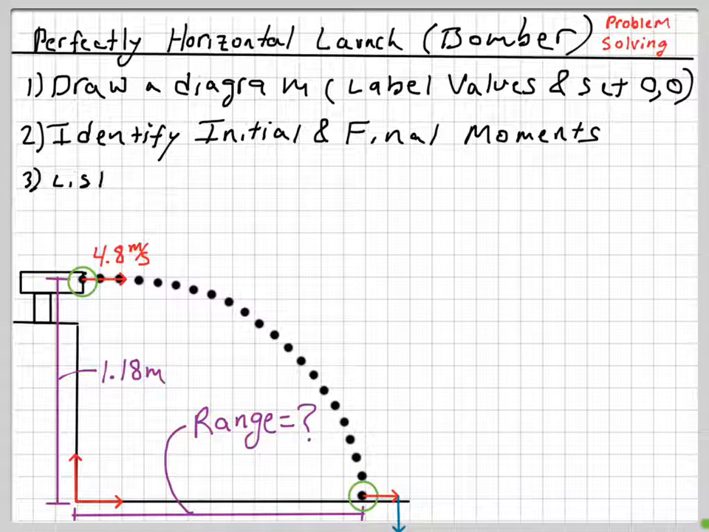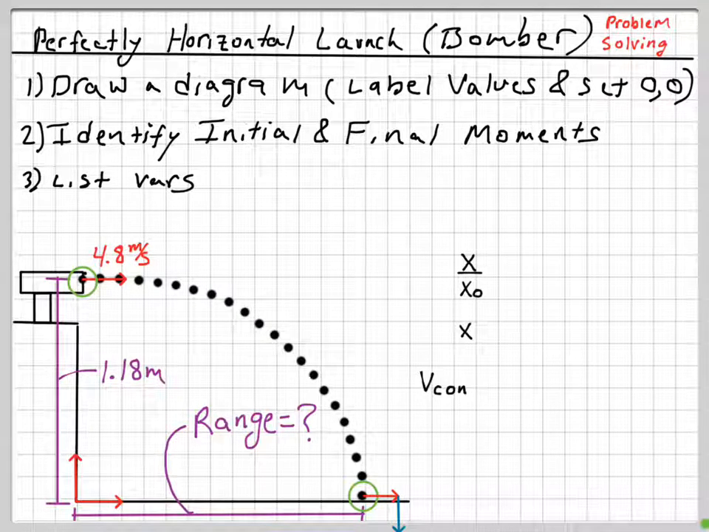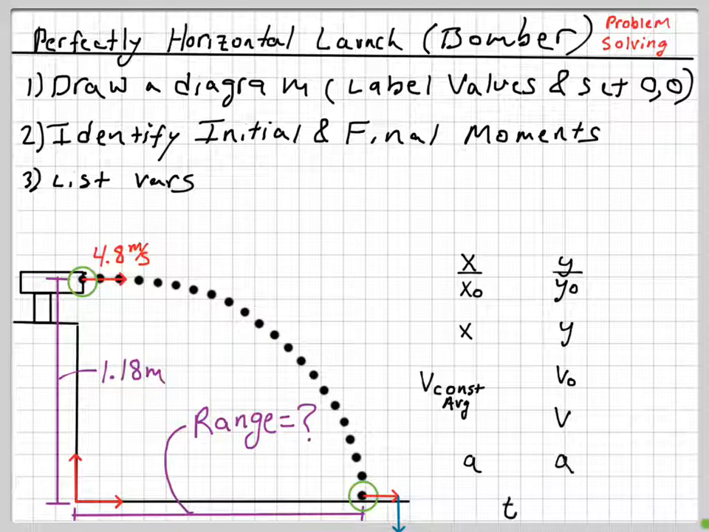All right. The next step is to list our variables. We know that we list our variables like this, and this represents the constant velocity model in the x direction and the accelerated model in the y direction.